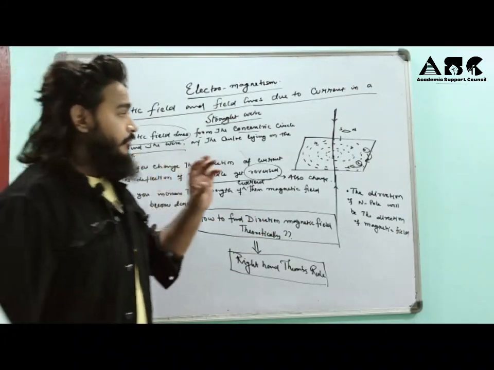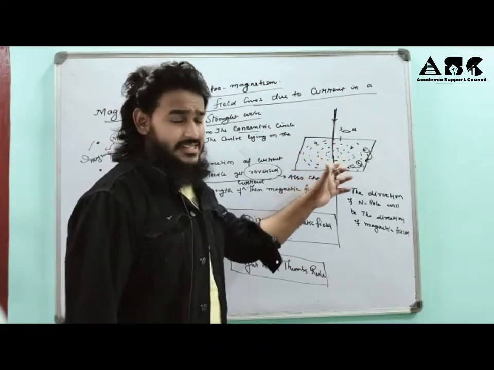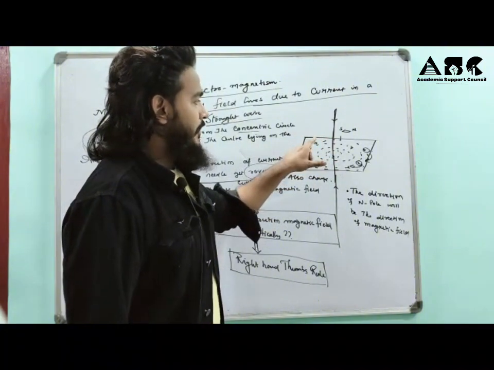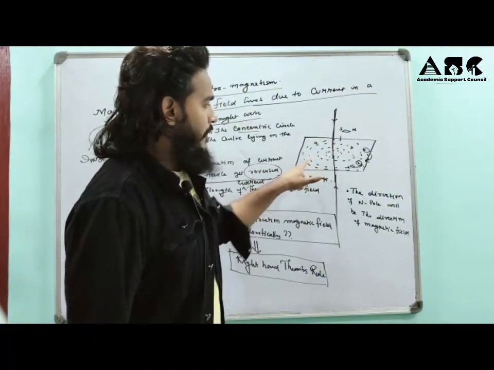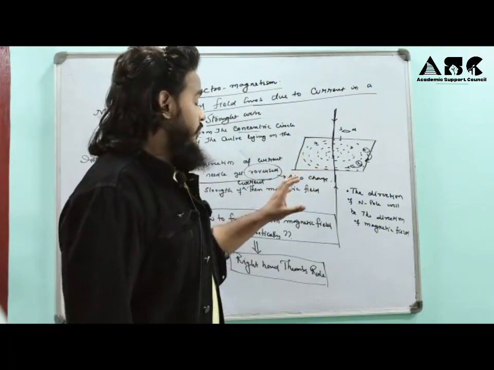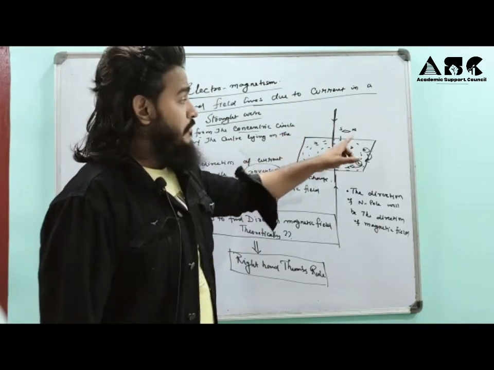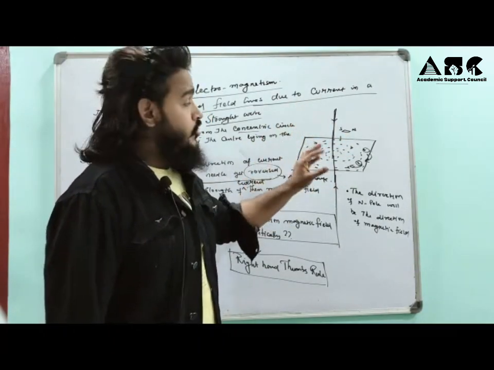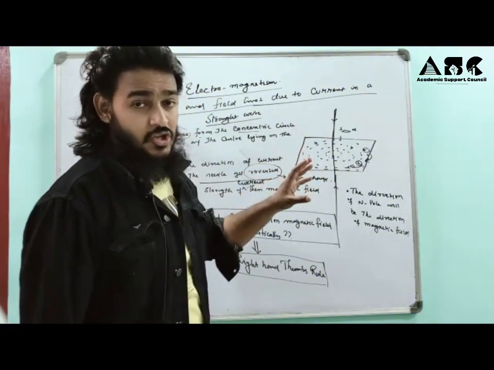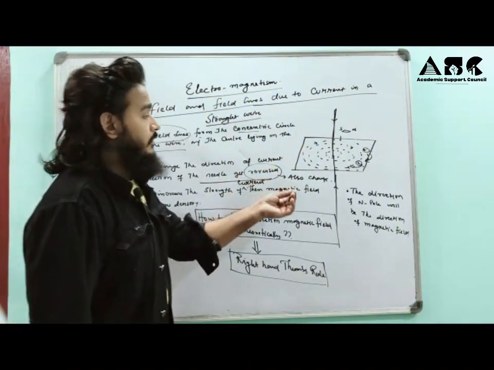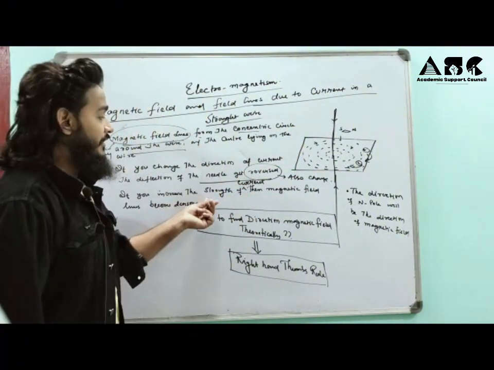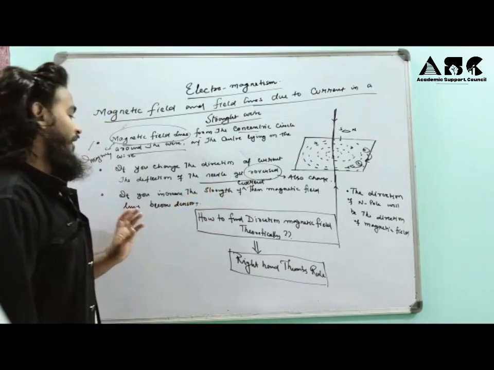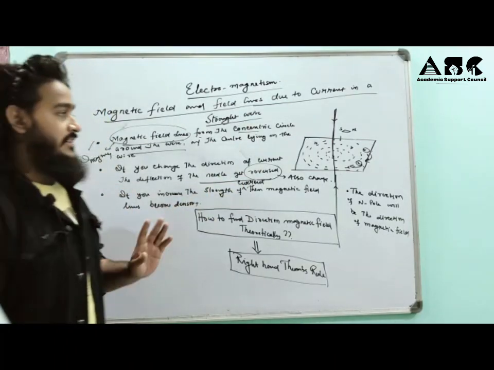What is the meaning? Suppose in the initial case the magnetic field lines are made of 5 layers. Now if you increase the strength of the current, the magnetic field lines will be 10 layers, 11 layers, 12 layers, so it will be denser. So it indicates that if you increase the strength of the current, then the magnetic field lines will become denser.